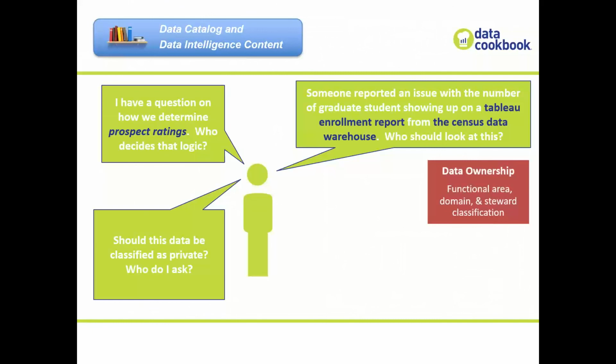So there may be two owners there, like whoever is the owner or the right person to look at the report, and also maybe who is the right person to look at the data warehouse data, or maybe it's both. So understanding how to route things to the appropriate person for that. Then another thing is, should this data be classified as private? Who do I ask? So maybe there's someone who has oversight around the policy or certain types of content or security classifications, things like that.